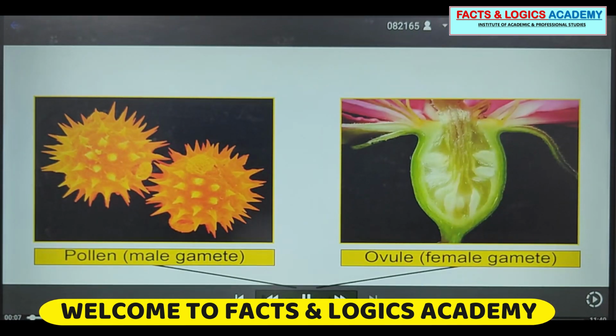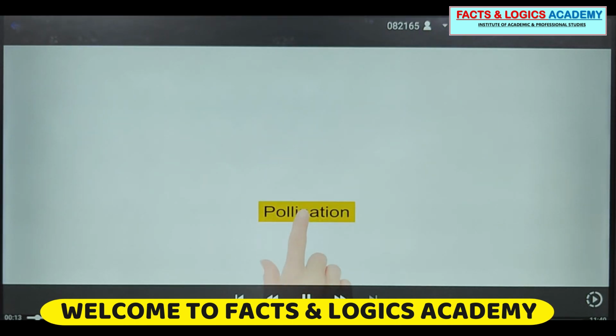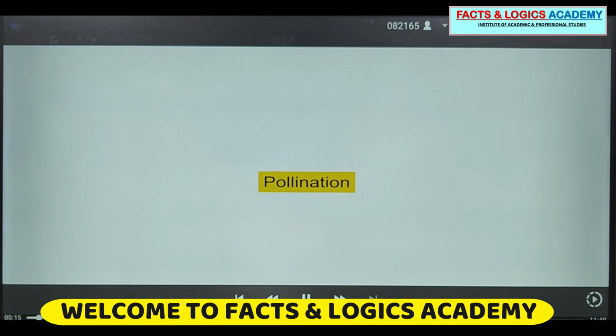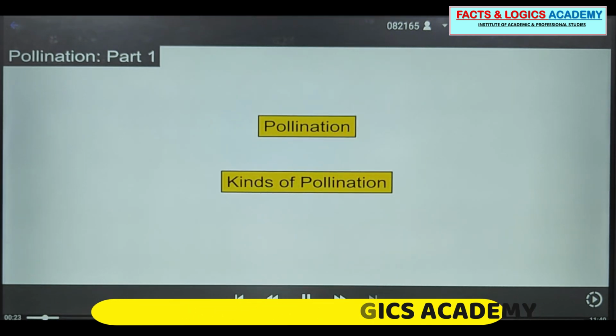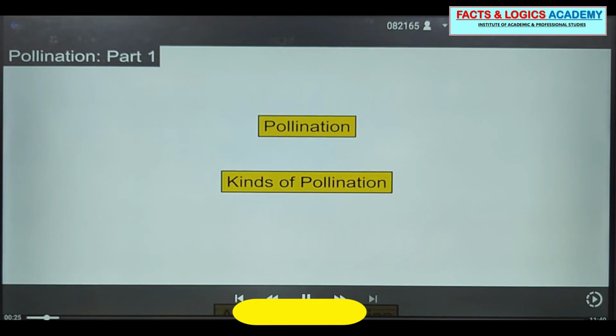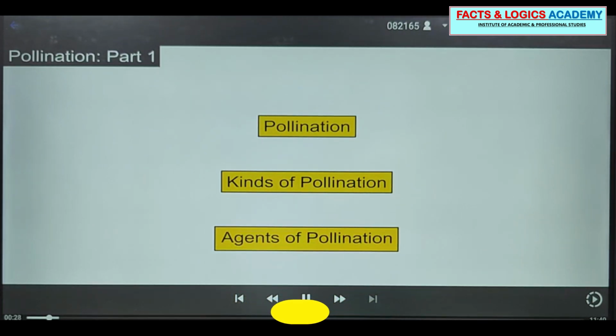Gametes are non-motile, and they have to be brought together for the process of fertilization. And pollination is a process to achieve this objective. So students, in this module, we will discuss pollination and kinds of pollination, and along with this, we will also discuss the agents of pollination.